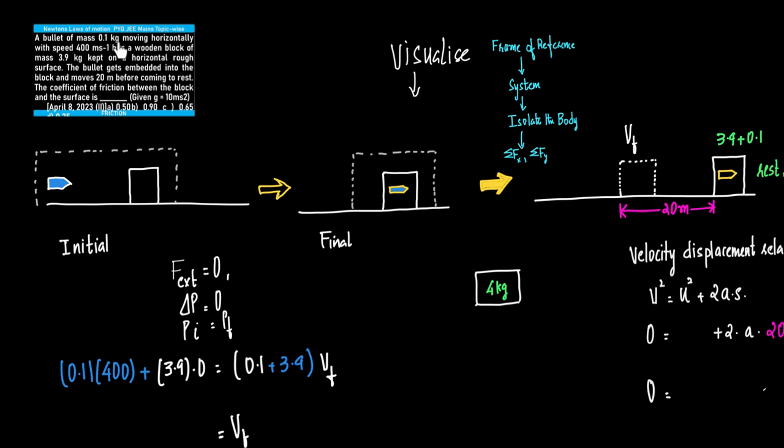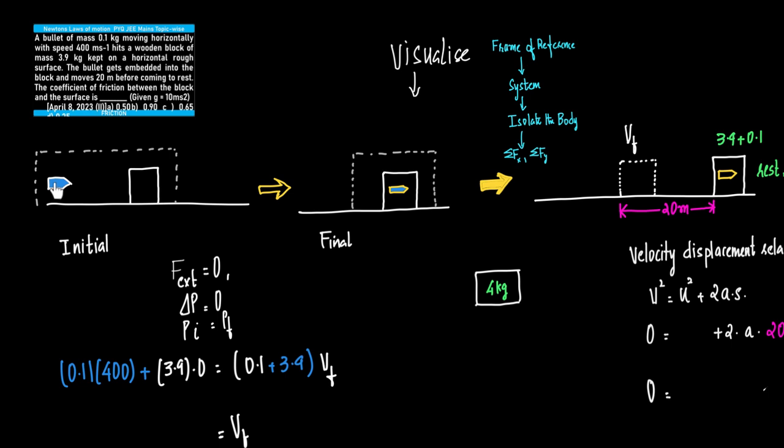A bullet of mass 0.1 kilogram moving horizontally with a speed of 400 meters per second hits a wooden block of 3.9 kilogram kept on a horizontal rough surface. The bullet gets embedded and the block moves 20 centimeters before coming to rest. Find the coefficient of friction between the block and the surface.